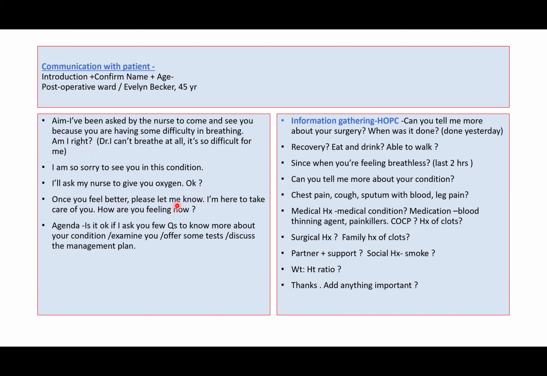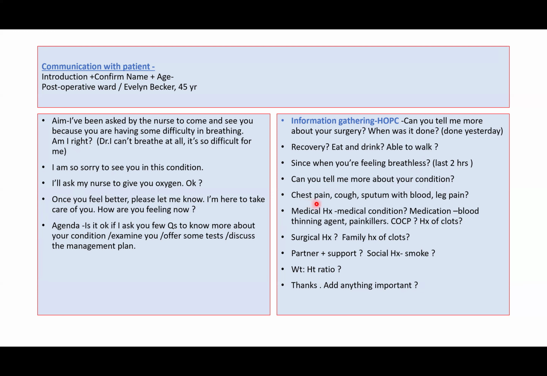Once you feel better, please let me know. I'm here to take care of you. How are you feeling now? Can I proceed? Is it okay if I ask you a few questions to know more about your condition? I may need to examine you, offer some tests, and then discuss the management plan. Better to ask about the condition first. Can you tell me more about your condition?